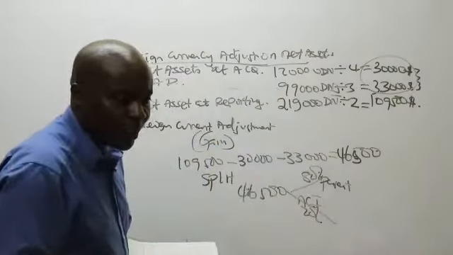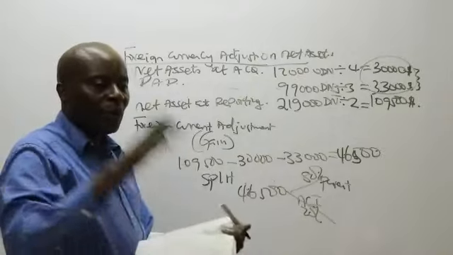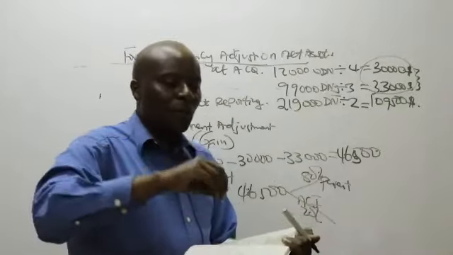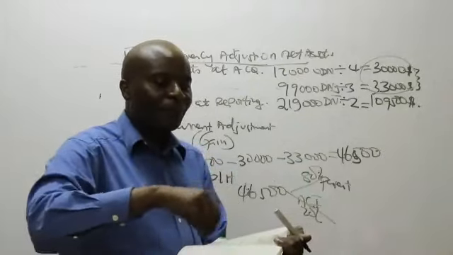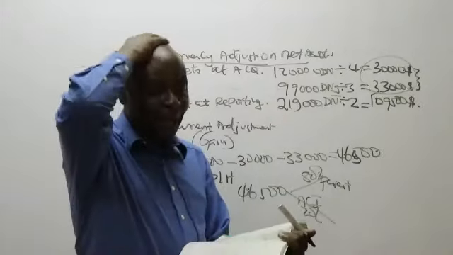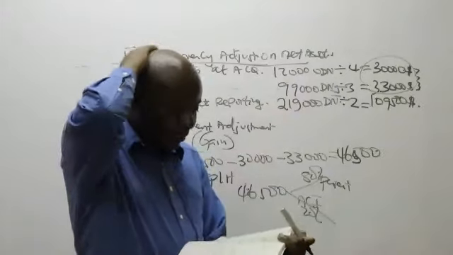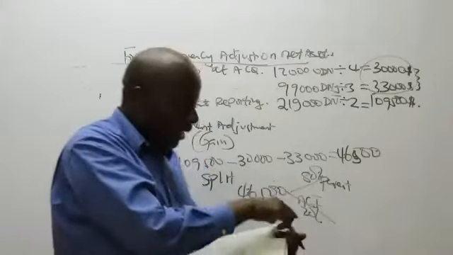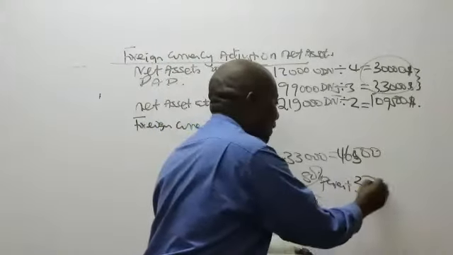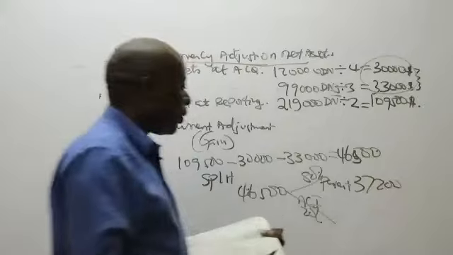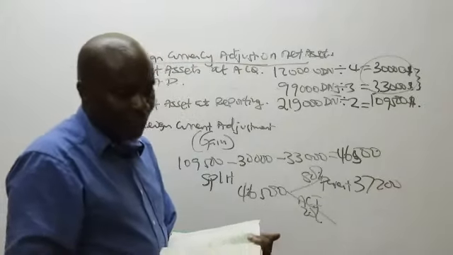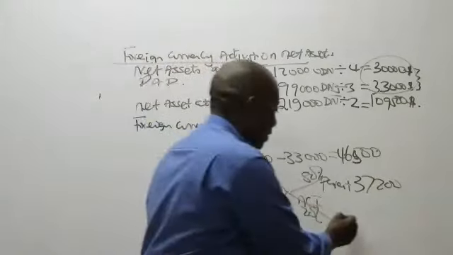I can see Jackie na Kipkorino ameinua mkono juu. Please, I would want you guys to ask questions by just typing there. So ananiambia parent should be 37,200. How about NCI? 9,300. NCI 9,300. Thank you very much.